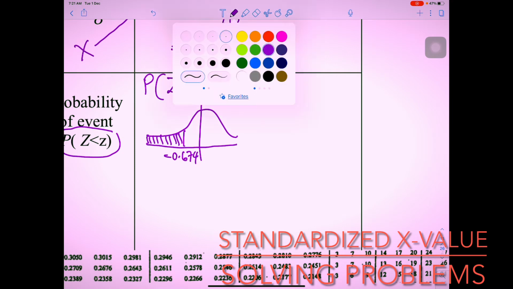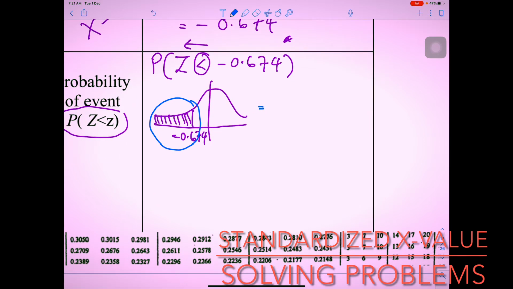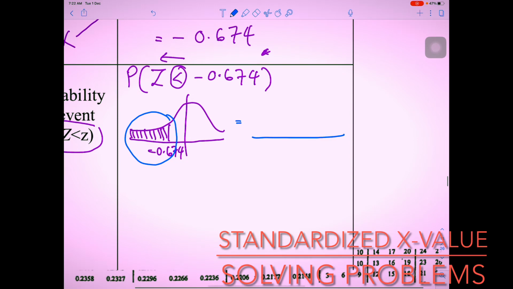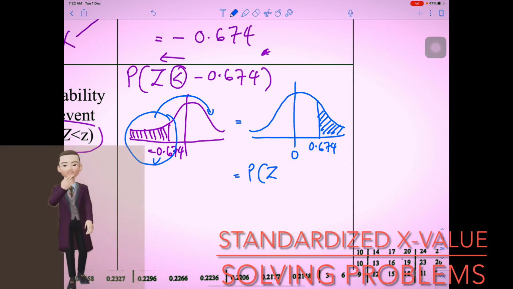If we want to read straight away from the normal distribution table, we mirror the area and sketch the mirror. Before this it was negative 0.674 and now it becomes positive 0.674, and we shade the area. So this is equal to P(Z greater than 0.674).